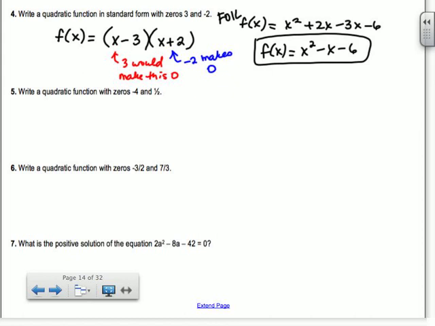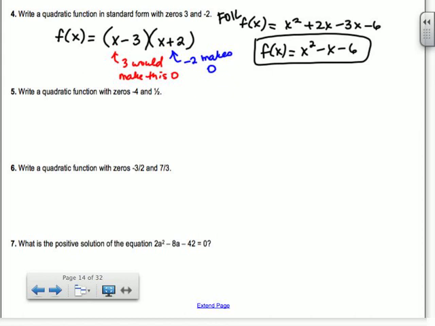Okay, but it's not the only function. So think about other functions that would have those as zeros. I mean, you could have another parenthesis, like x minus 5. That would have another zero of 5. So those aren't the only ones that have zeros of 3 and negative 2.